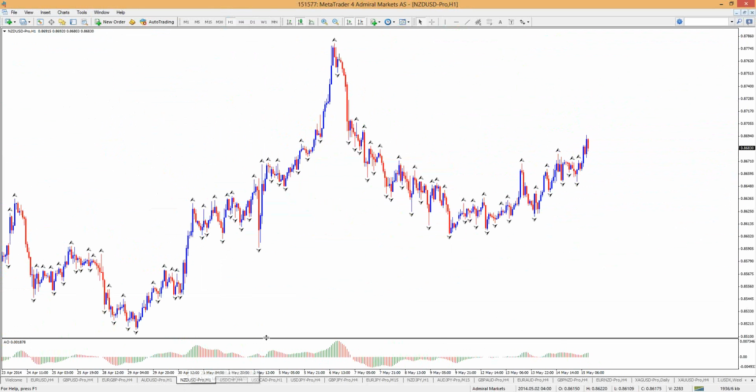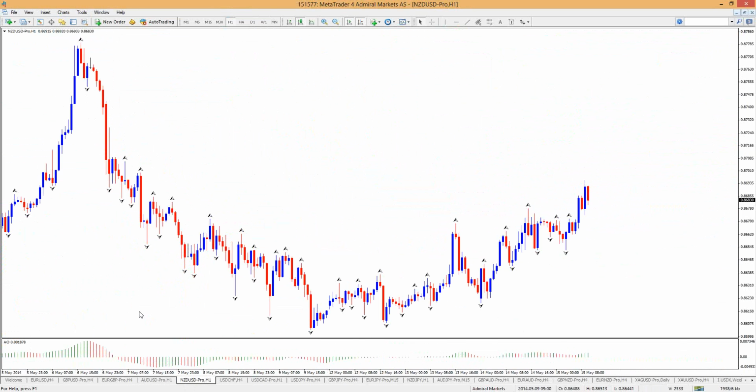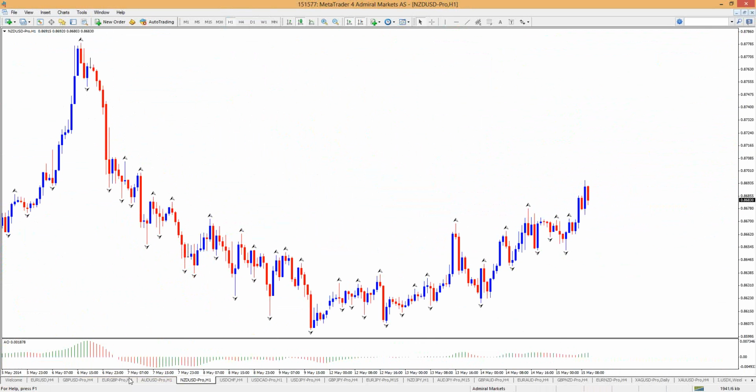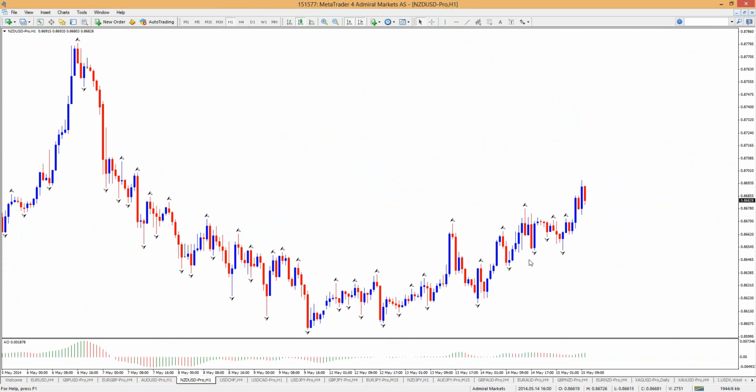Let's see if there's something else. Maybe we can bump into something besides the Aussie. Definitely the Aussie looks more interesting to me than the euro or pound, though. The Kiwi could be that one, maybe.